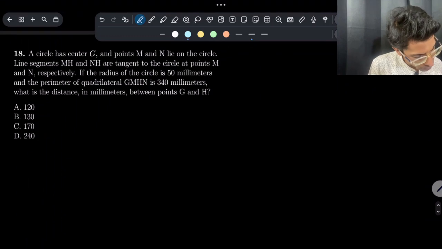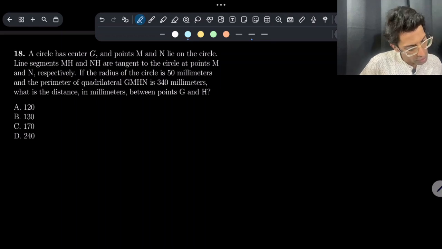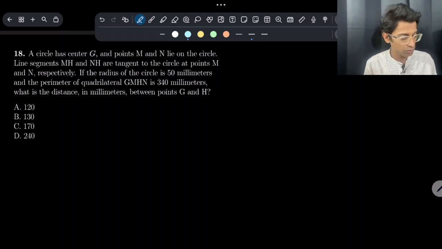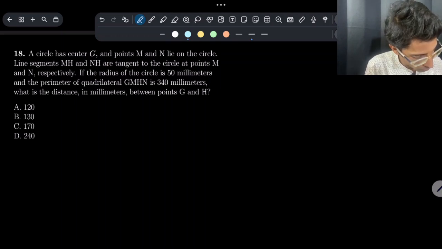All right, let's speed on to the next question. Circle has center G and points M and N lie on the circle. Line segments MH and NH are tangent to the circle at points M and N respectively. If the radius of the circle is 50 millimeters and the perimeter of the quadrilateral is 340 millimeters, what is the distance in millimeters between G and H? It's not a difficult problem. It's just lengthy. Let me show you how to do this.